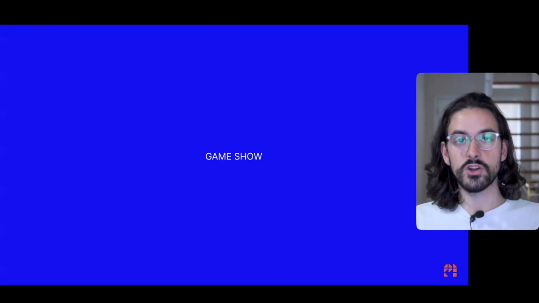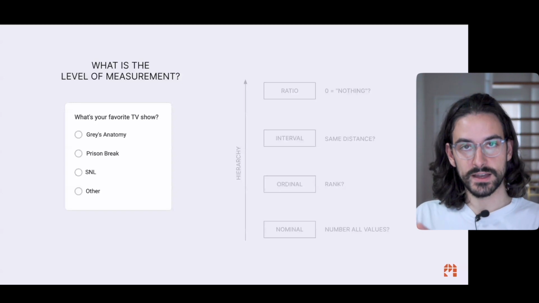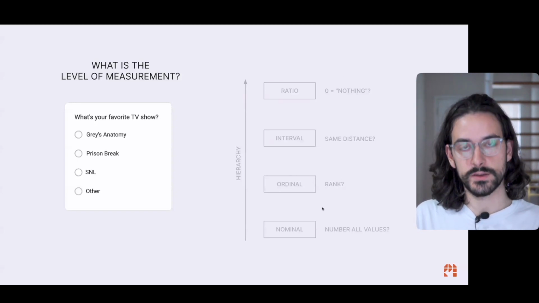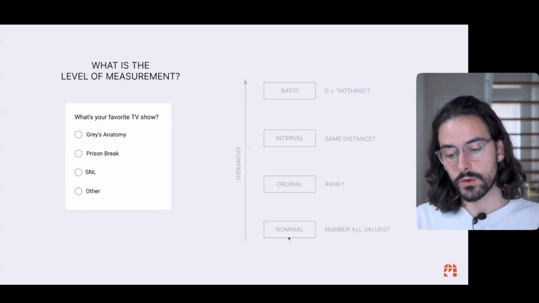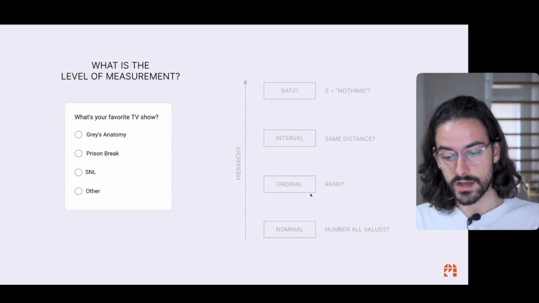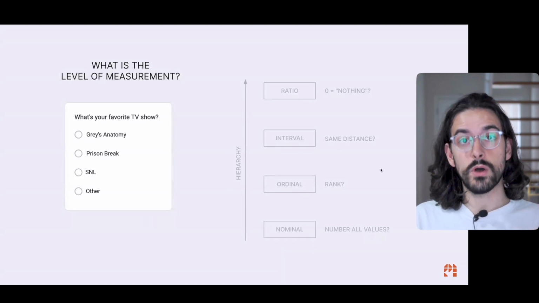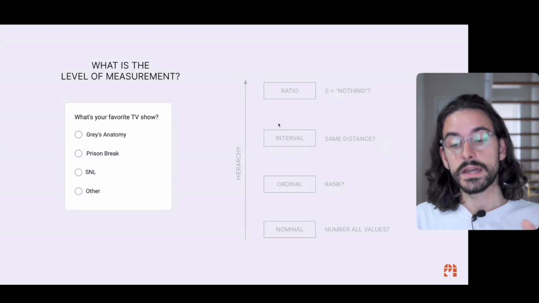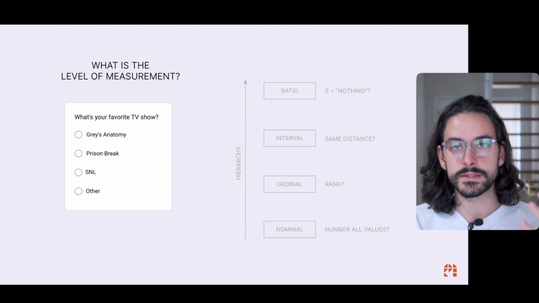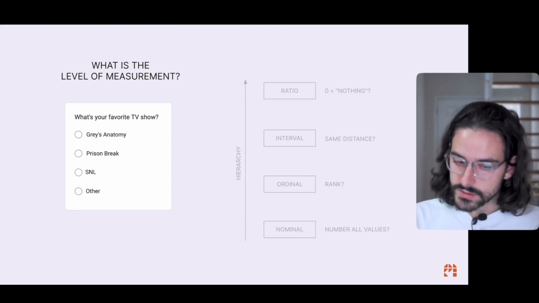Now let's play this game show called What's the Level of Measurement, all right? And I'm going to leave this little cheat sheet here on the side with the little summaries of what each level consists of. Let me recap. Nominal: are all the values numberable, right? That's what makes you nominal. Ordinal: are the values rankable? Interval: do all levels have the same distance between them? Ratio: does the variable have a zero that means nothing, that means the absence of whatever we're discussing? Cool, so let's hit it.